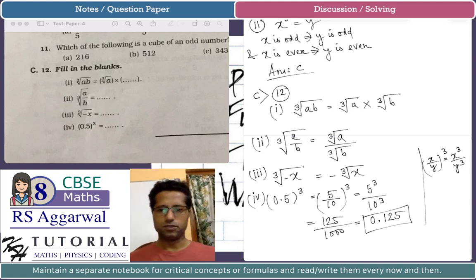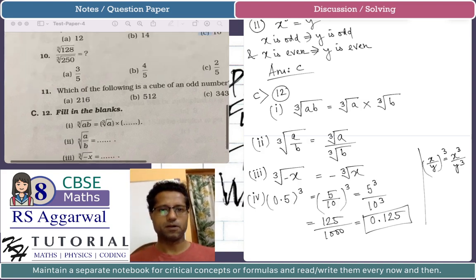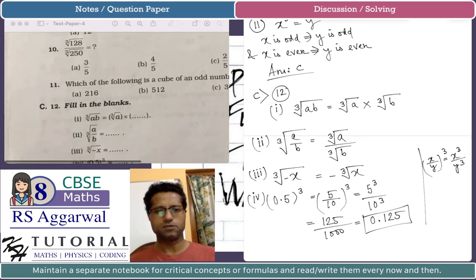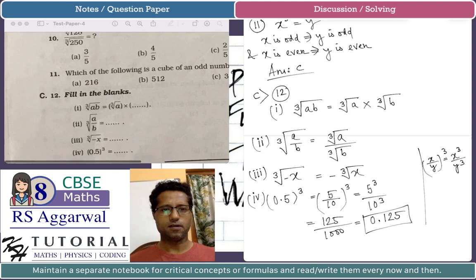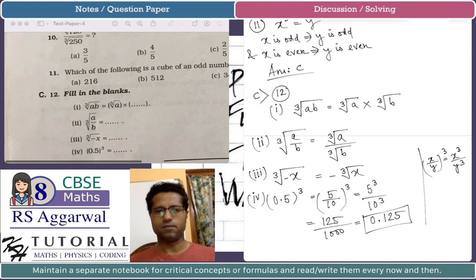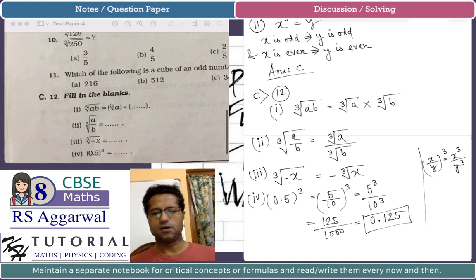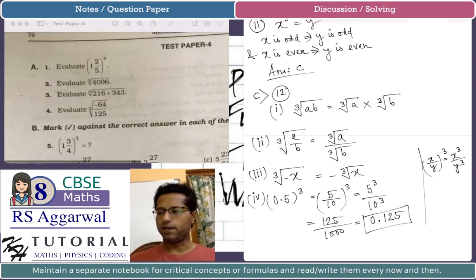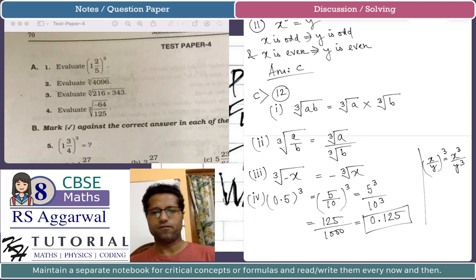So this brings to an end the solving of test paper 4. Even though there were a very small number of questions, these questions will brush up the fundamental concepts and formulas of the chapter of cubes and cube roots. So this brings to an end the chapter cubes and cube roots as far as following the textbook of author RS Aggarwal is concerned.